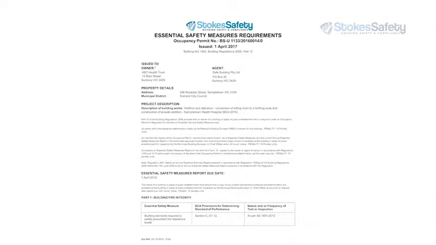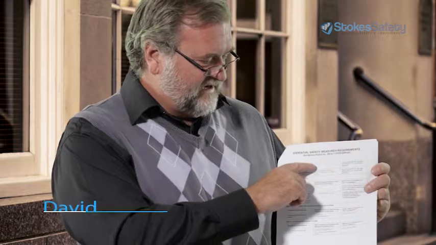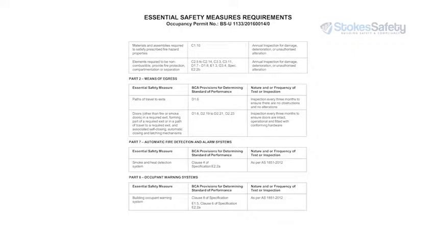So basically here we have materials and assemblies to satisfy the fire hazard properties within the building. So this is the table. So that's the essential safety measure that the building surveyor has established that's in that building. This is the Australian code that it needs to, in this case it's the BCA code, so it's C110. And this is the actual frequency, so it's an annual inspection to determine if there's any deterioration within the fire hazard. And so these are all your essential safety measures items here on this side.